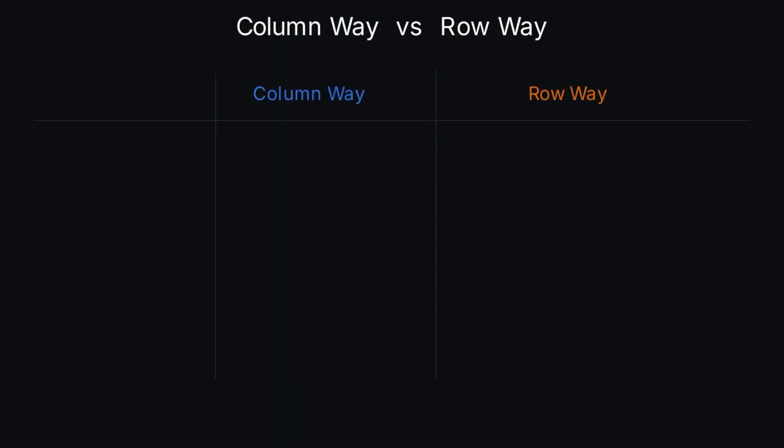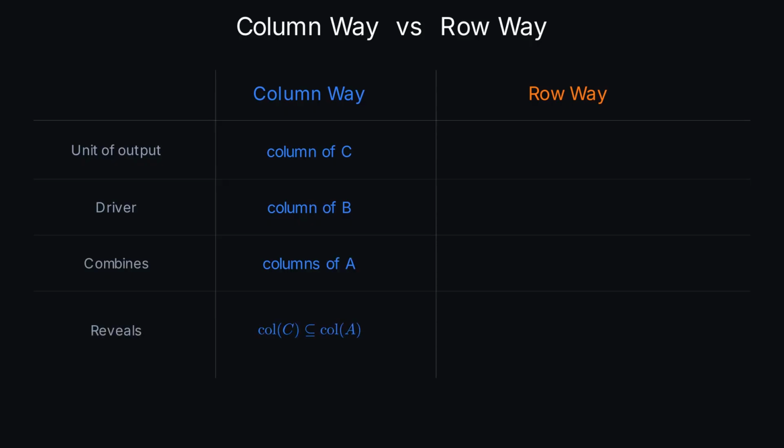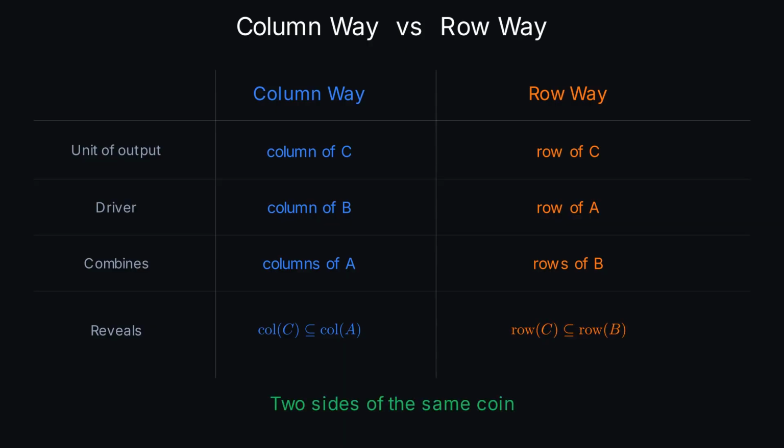Now notice the beautiful symmetry between these two methods. The column way combines A's columns using B's entries as weights. The row way combines B's rows using A's entries as weights. In the column way, the unit of output is a column of C. The driver is a column of B. It combines columns of A, and it reveals that the column space of C is contained in the column space of A. In the row way, the unit of output is a row of C. The driver is a row of A. It combines rows of B, and it reveals that the row space of C is contained in the row space of B. Two sides of the same coin.